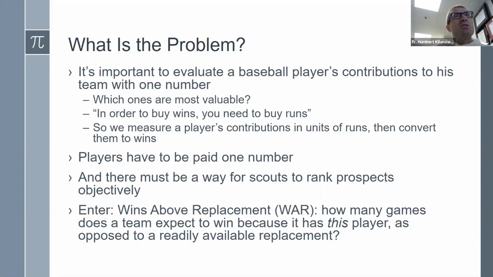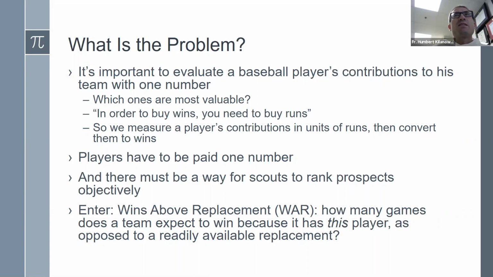So what we're doing is we're measuring the players' contributions in units of runs. How many runs in the game is this player likely to contribute? Because ultimately, the team with the most runs in the game wins. And then we can convert runs into units of wins based on the scoring environment in the league. A couple of reasons to turn this into a single number. First, you have to pay a player one number. You have to turn the player's value into some monetary value in order to give the player a contract.